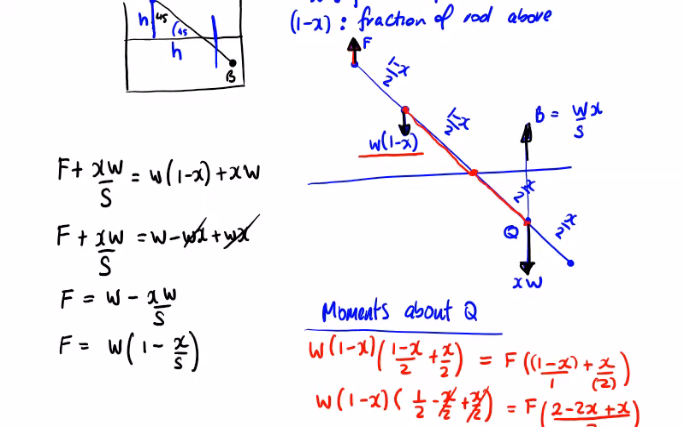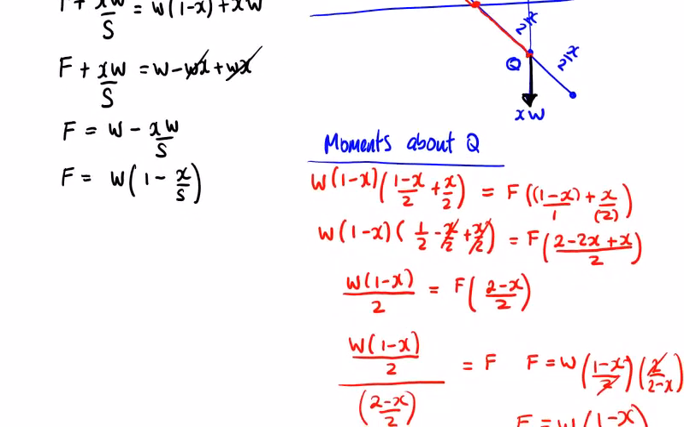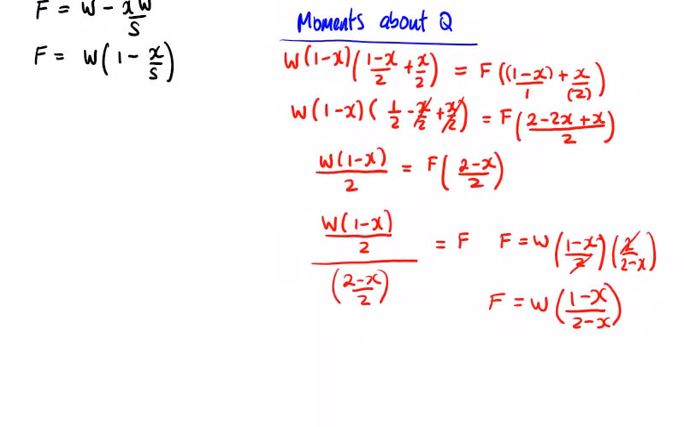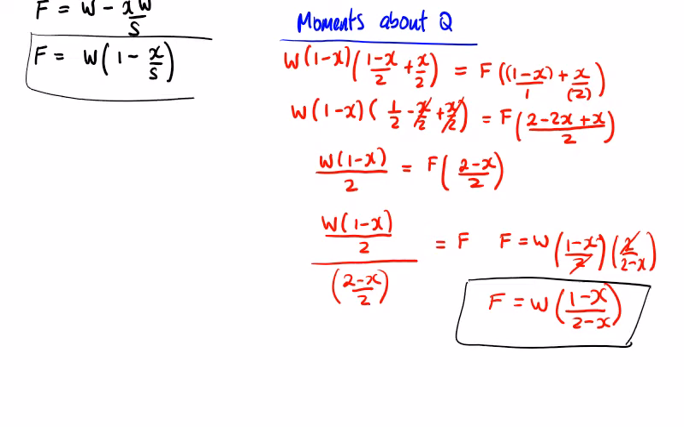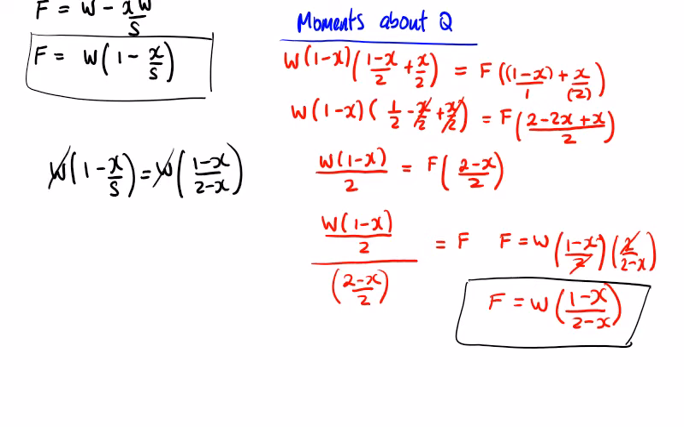And now we can equate these two equations. Can we see them both? So here they are. This one and this one will have to be equal. So w times 1 minus x over s equals w times 1 minus x over 2 minus x. So what's going to happen here? Well, my w's will cancel, and we're going to simplify it down in x. So let's look at simplifying this down.